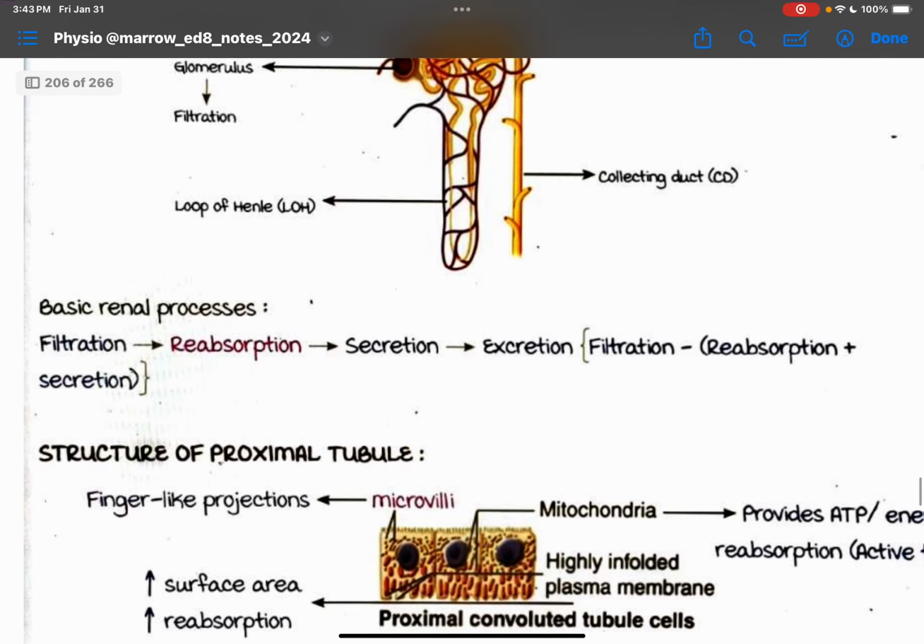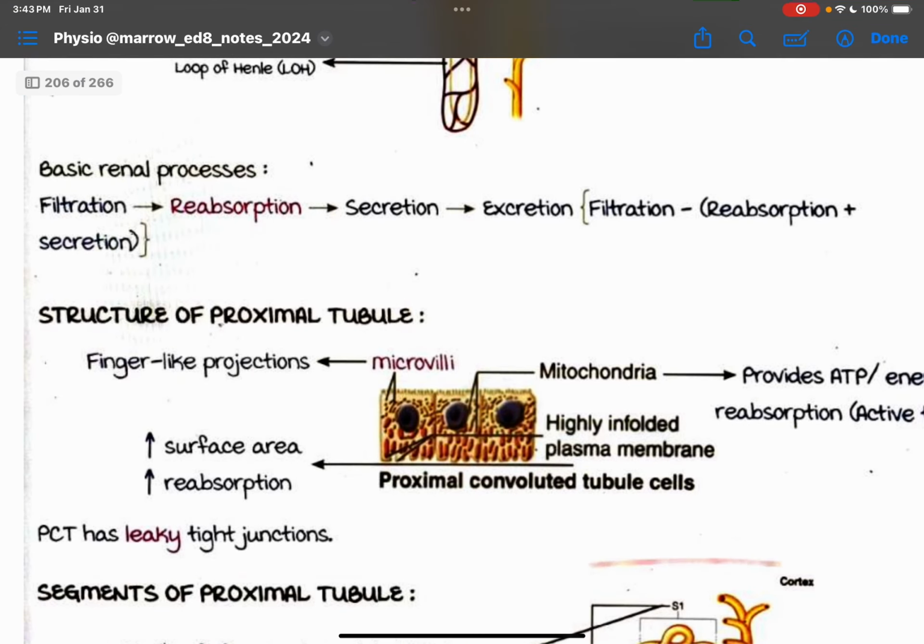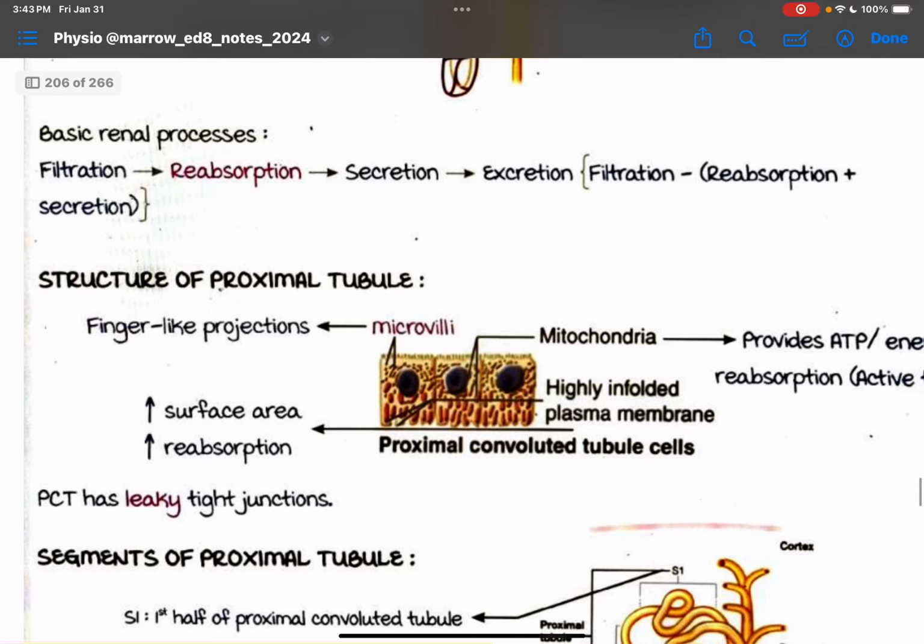Basic renal processes: filtration, reabsorption, secretion, excretion. Filtration minus reabsorption plus secretion equals excretion.